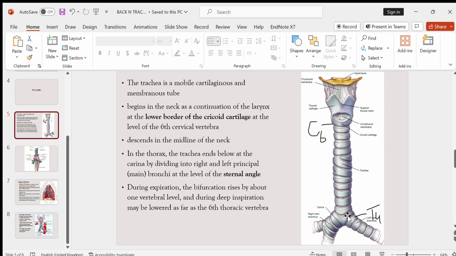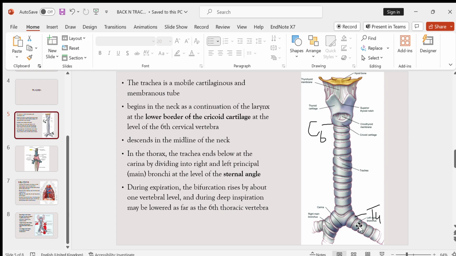The trachea divides at T4 level, also called the sternal angle, and it divides into two main bronchi, the right principal bronchus and the left principal bronchus. So, the trachea, which is a cartilaginous tube, extends from C6 vertebra to T4 vertebra and divides into two principal bronchi.